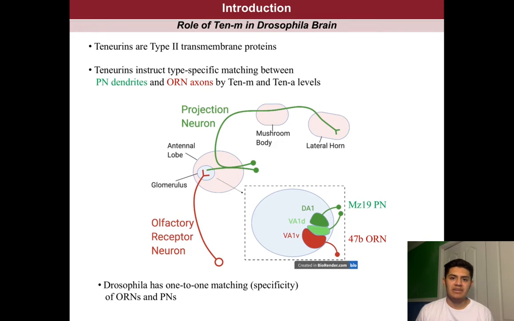These two are matched together by levels of Teneurin M and Teneurin A. So for example, if you look in the bottom right of the diagram, you can see that VA1D and VA1V are linked together. These two are linked together because they have the same level of Teneurin M inside of themselves. On the other hand, DA1 and VA1V are not linked together, and this is due to the fact they have different levels of Teneurin M. The unique thing about Drosophila is that it has one-to-one matching, which is known as specificity, of ORNs and PNs.